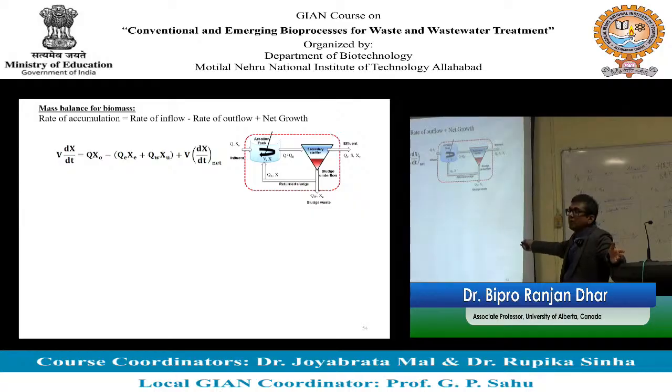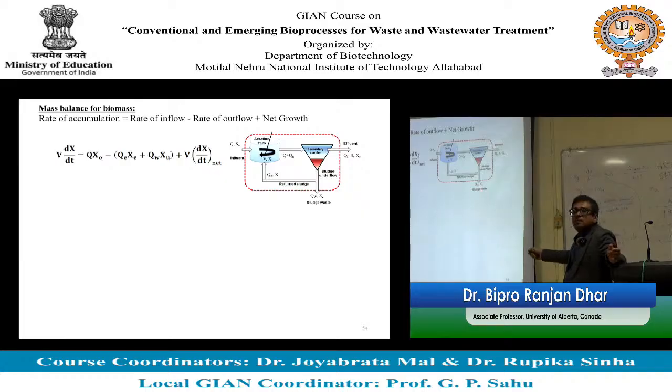Q is our influent flow rate, and we consider that in the incoming wastewater our biomass concentration is X naught. And what is outflow? Outflow is from 2 points, here and here. So here outflow is going to be QE multiplied by XE, minus QW multiplied by XU, right? You agree with that?